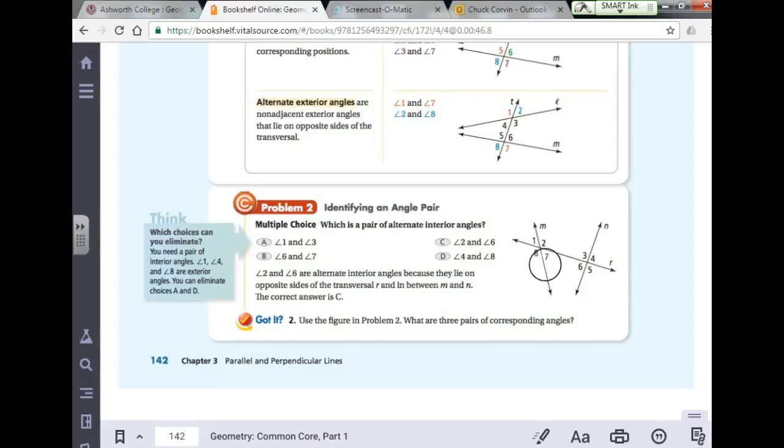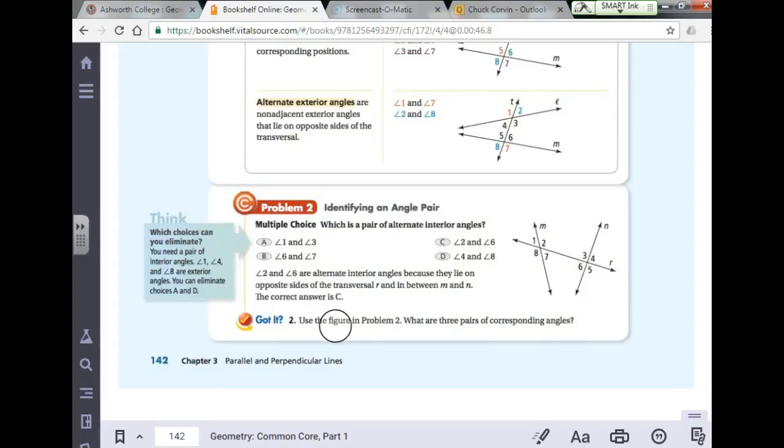So we're talking about inside here, what are 2 angles that are on opposite sides of this transversal down through here? Well, that would have to be 3 and 7 or 2 and 6. So when you look at your different choices here, 3 and 7 is not an option. The one that is an option is C. So therefore the correct answer, of course, would be C.